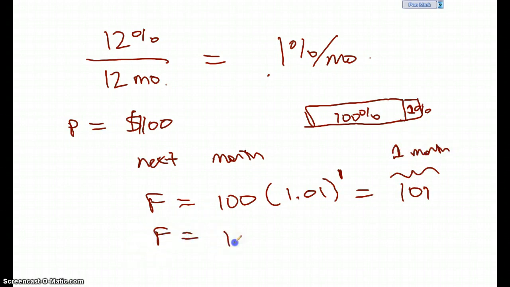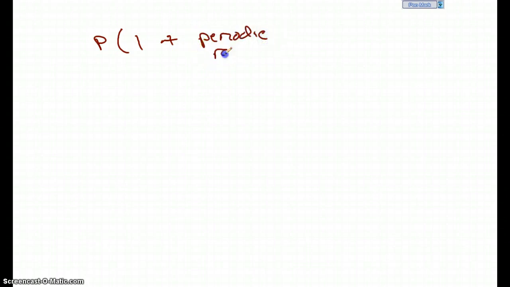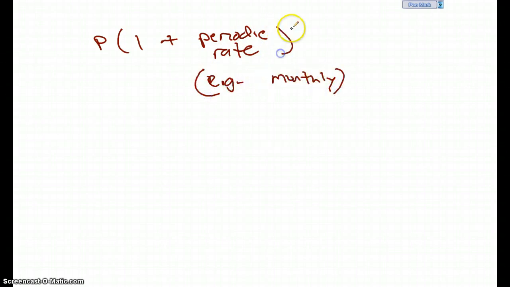Similarly, if we did this for 2 months, we would basically take it to the second power. And I don't know what that comes out to exactly right off the top of my head, but we would basically get 1% every single month. So what this gives us then is our present value times 1 plus what we usually call the periodic rate, in this case monthly, raised to the power of the number of periods.